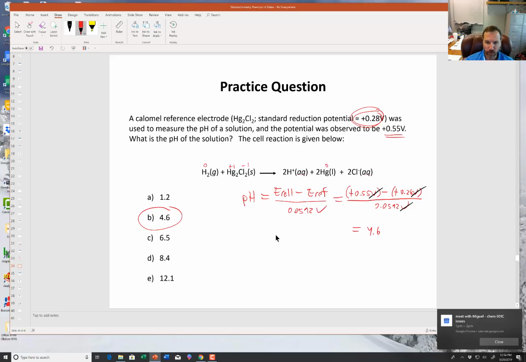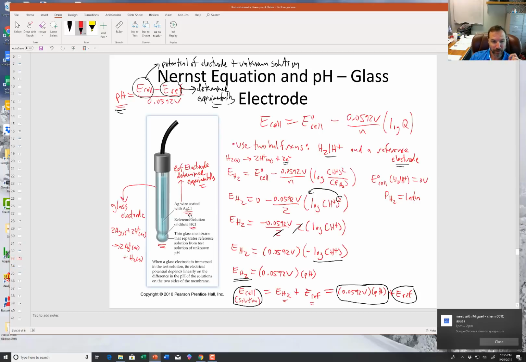So again, hopefully you appreciate now how we're using the electrochemistry to then do these pH measurements using these electronic instruments. It's all based on this electrochemical potential difference between the hydrogen electrode and whatever reference electrode we choose. And so again, the two most common electrodes are this mercury chloride calomel electrode, and more modern pH meters tend to use this glass electrode.